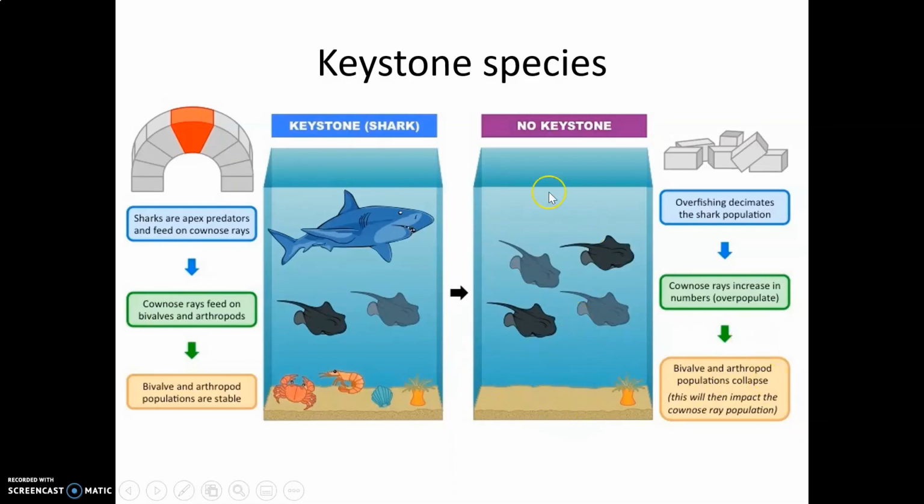And this would be an example of a collapsed ecosystem with no sharks and no bivalves and no arthropods, and then a lower biodiversity and a much more fragile ecosystem than it was before.